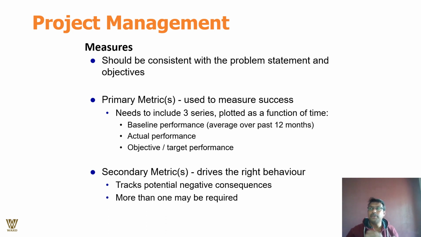So baseline performance is what we are performing, what has been expected of us, and actual performance is how we are performing with respect to the baseline. Then the rest remain the objective and the target. Secondary metrics derive from the right behavior and track potential negative consequences. More than one perhaps may be required.